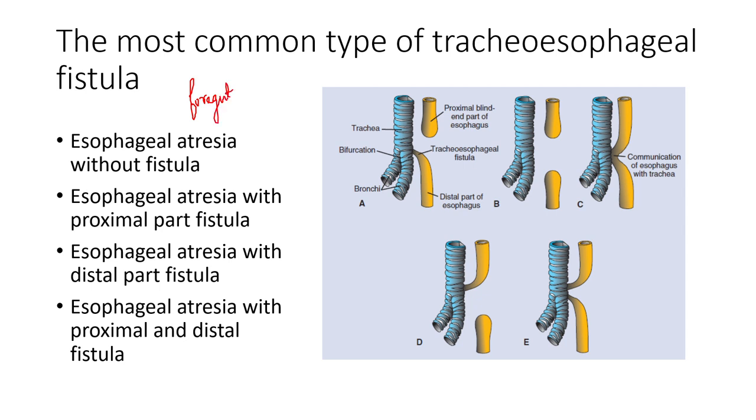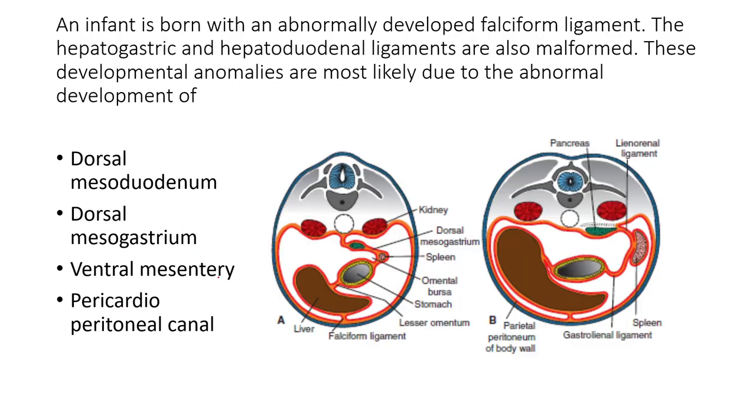The most common type of tracheoesophageal fistula is where the proximal part will be atretic and the distal part will have a fistulous communication with the trachea. This is the most common anomaly. So what is the option? The esophageal atresia and the distal part has a fistulous communication. Okay, so that is the correct answer.